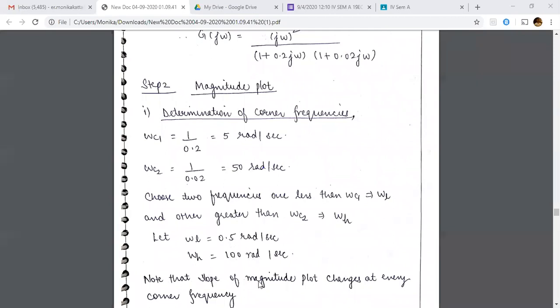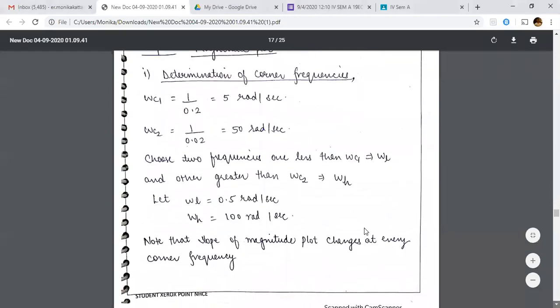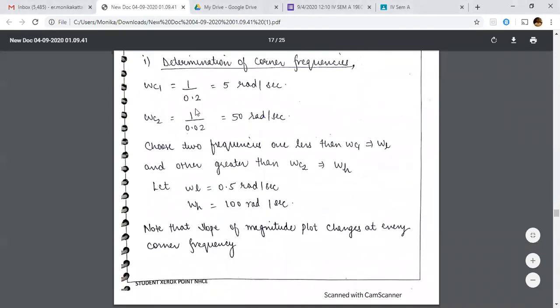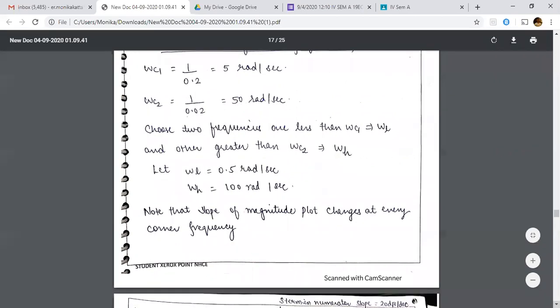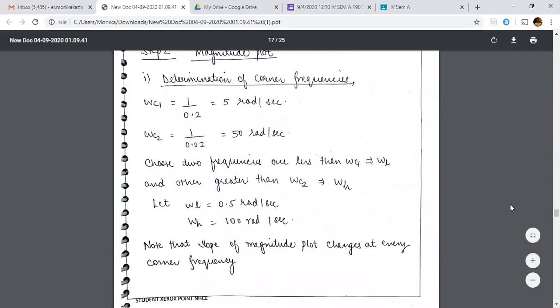Now note that the slope of the magnitude plot changes at every corner frequency. Just to recall, the slope of your magnitude plot changes at every corner frequency. So its slope will change at 5. Its slope will also change again at 50. Magnitude plot, we will see later. Now, what we have done till now, we have found corner frequencies. We have selected one frequency less than omega C1 and one greater than omega C2.